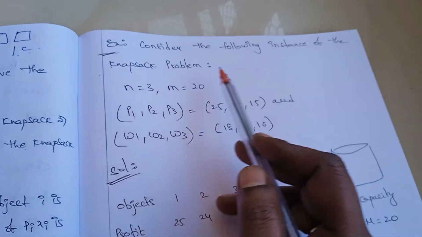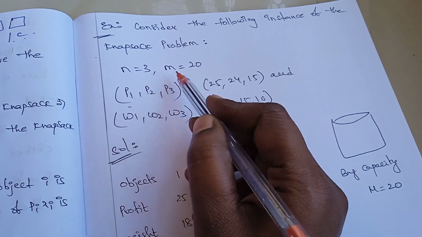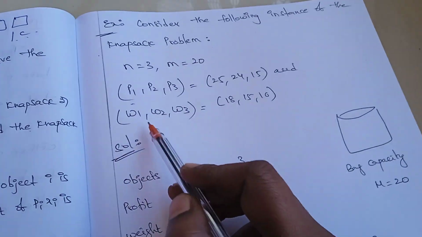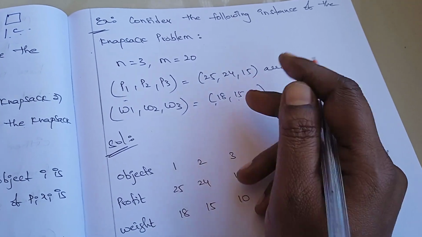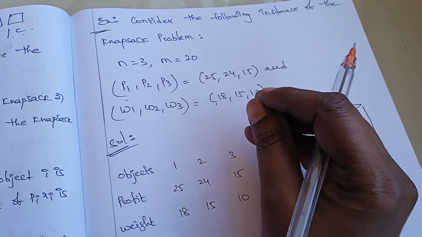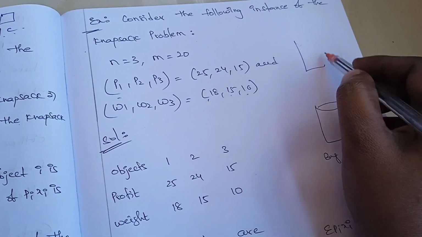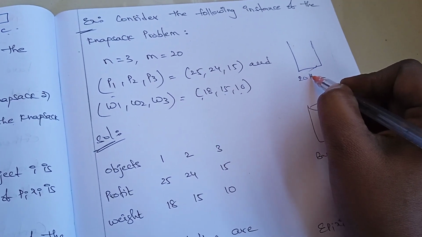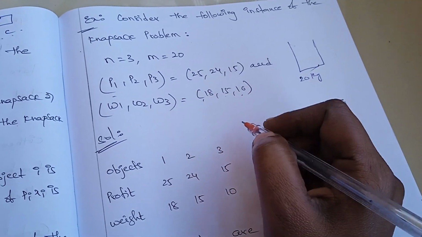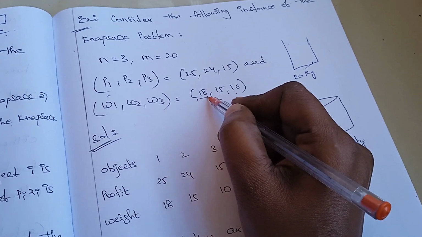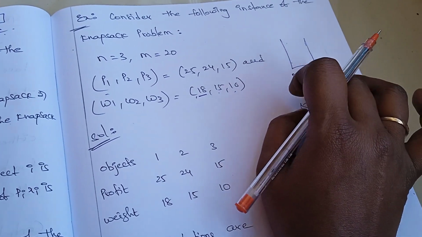Consider the following instance of the knapsack problem. There are 3 objects and the bag capacity is 20. Look at the weights: 18, 15, 10. Now I can put 18, and still 2 kgs of weight I can accommodate in the bag, as it is 20 kg. So take one bag with a capacity of 20 kgs. Available weights are 18 kg, 15 kg, 10 kg. I'll take 18 kg into the bag, still 2 kgs left, right? Still my bag can bear 2 kgs.